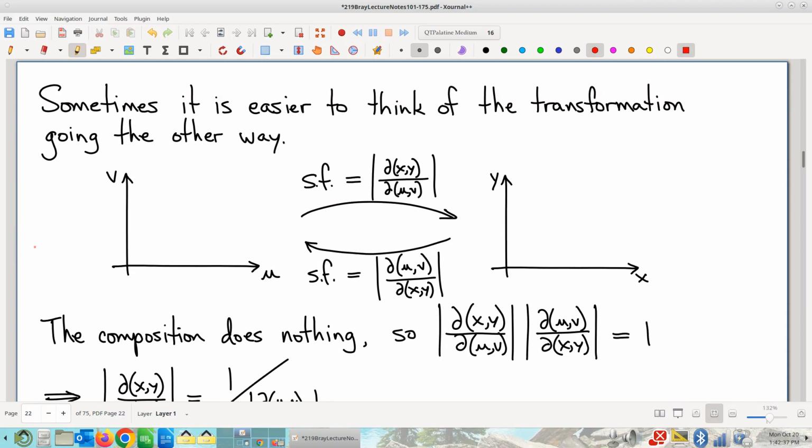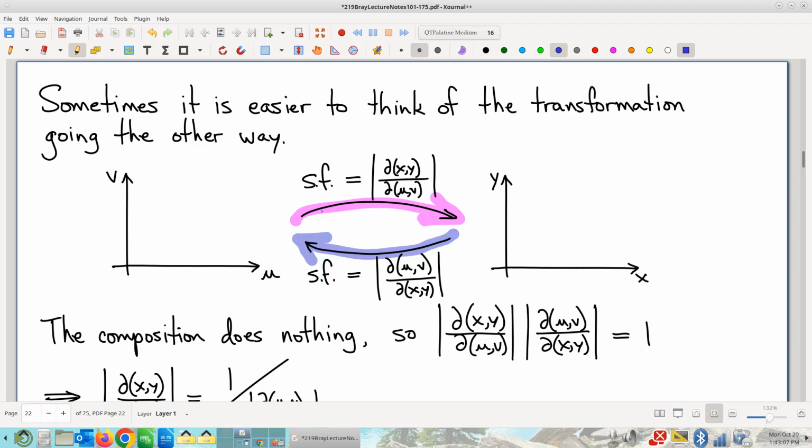First thing I want to do in preparation for this next example is talk about what happens when you take a change of variables function like this, and then you invert it. Right? So instead of starting off with x and y as functions of u and v, say, you know what, how about we view u and v as functions of x and y? How will these two stretching factors relate to each other?